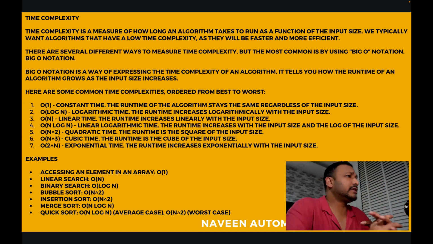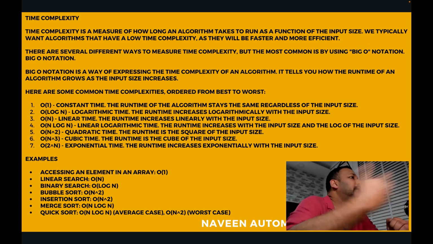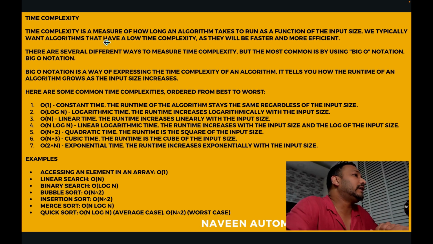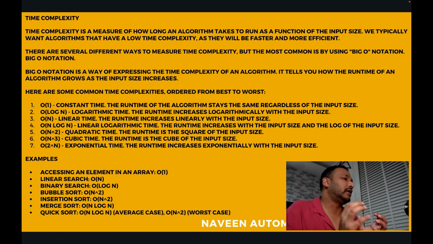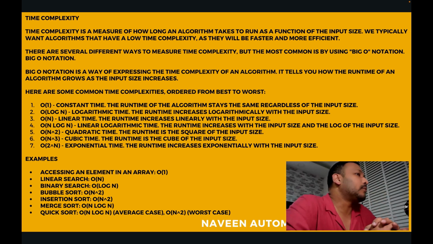A basic definition: time complexity is a measure of how long an algorithm takes to run as a function of the input size. The more input you provide to the function, the more time it will take. It depends on what kind of algorithm you are using. So we typically want algorithms that have a low time complexity. Obviously everyone wants the logic that I have written to take less time. Even if you increase the input size, if you give more data, it should still take less time, meaning low time complexity, as such algorithms will be faster and more efficient.